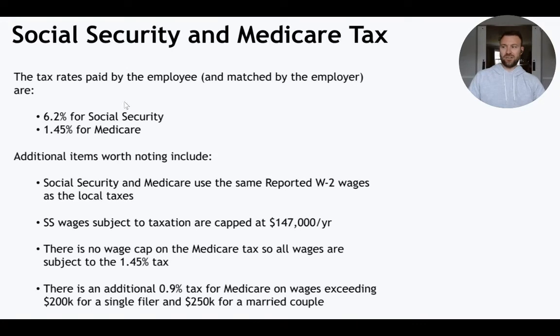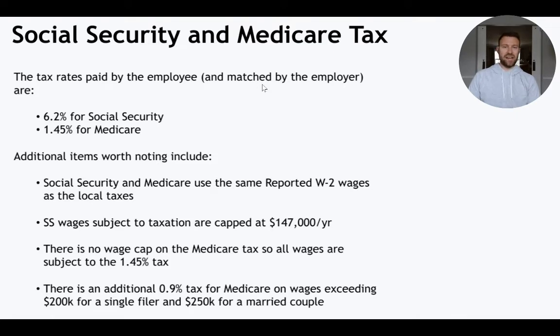So when we dive in here, you'll see the tax rates paid by the employee and then matched by the employer. Social Security's rate is 6.2%. Medicare is 1.45%. And there's a couple of items worth noting. One thing I would point out with Social Security and Medicare, they use the same wages. So if you think back to the very beginning, that W-2 we looked at, the 401k contributions reduced your federal, reduced your state. It's not going to do that for Social Security or Medicare. So that doesn't get reduced in terms of taxable income.